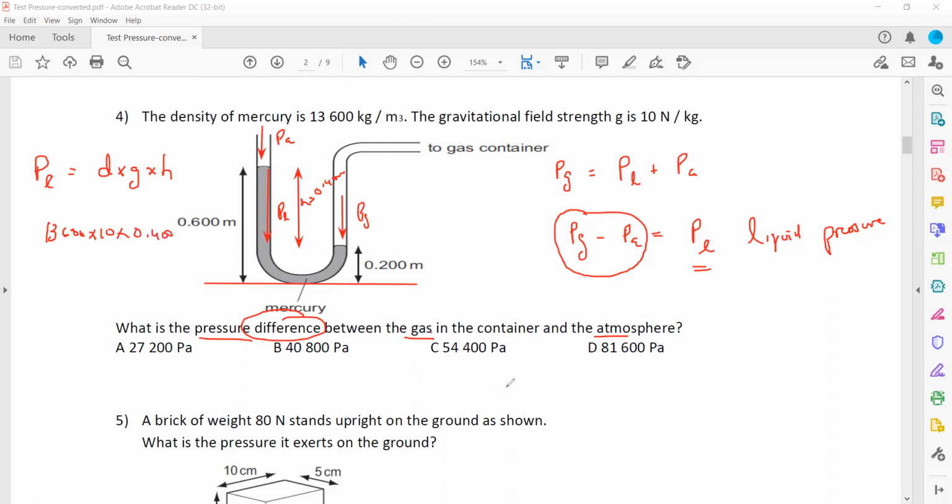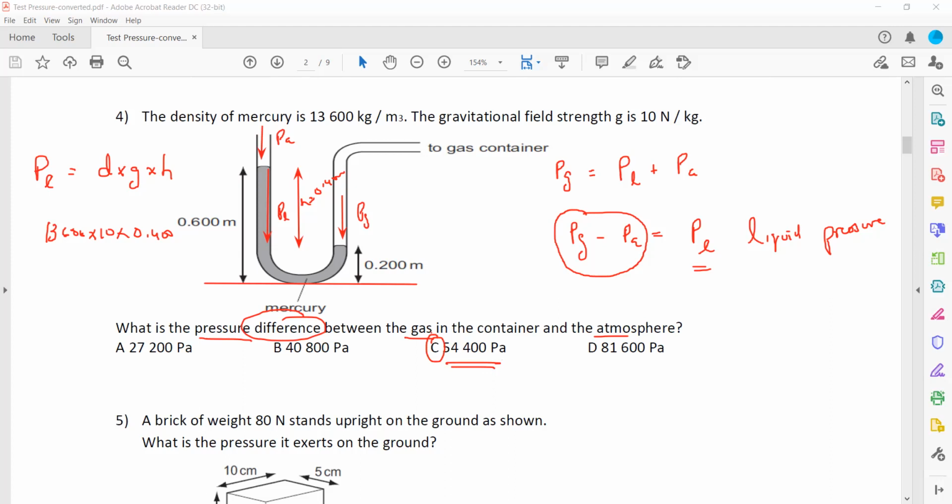So when you multiply 13,600 multiplied by 10 multiplied by 0.4, that is equal to 54,400. So C will be the right answer. You can check the calculation again, Abdullah. When you multiply 13,600 with 10 with 0.4, you will get 54,400 Pascal.